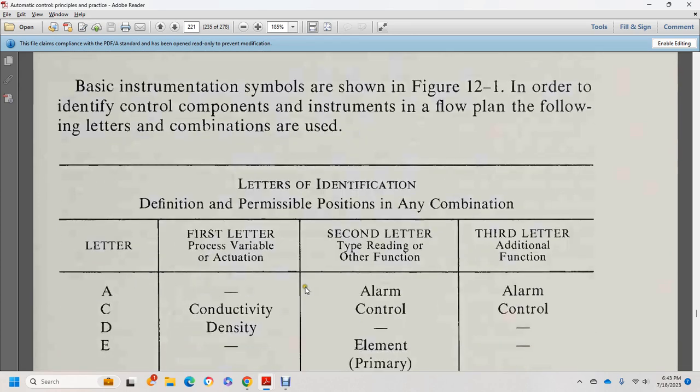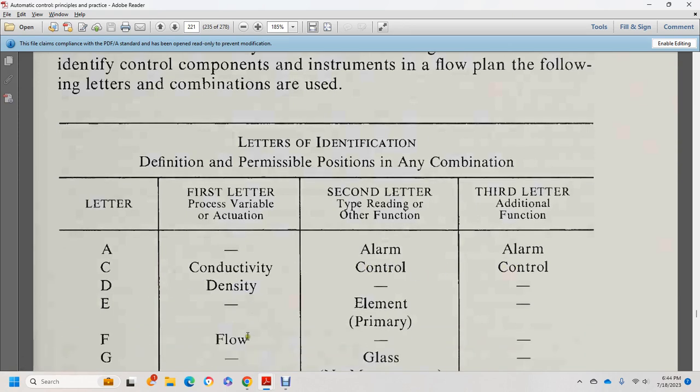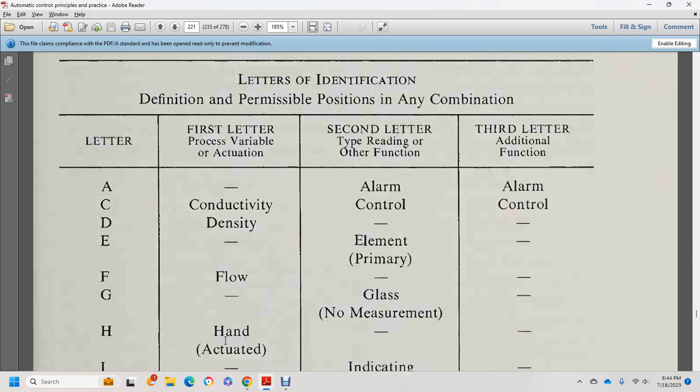Alright, letter A is alarm, as second letter. C, conductivity, first letter; second letter, the type of reading or other function, control; and third, control. D, density. E, element; second letter, type of reading of the other function. E, element, primary. F, the first letter, flow. G, second letter, glass, no measurement.